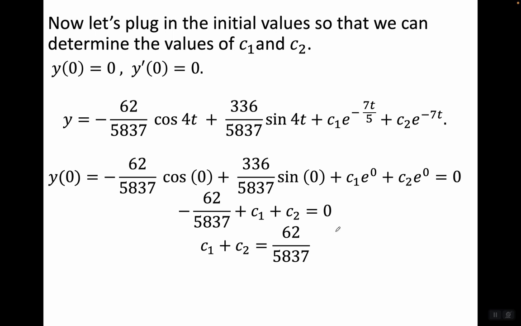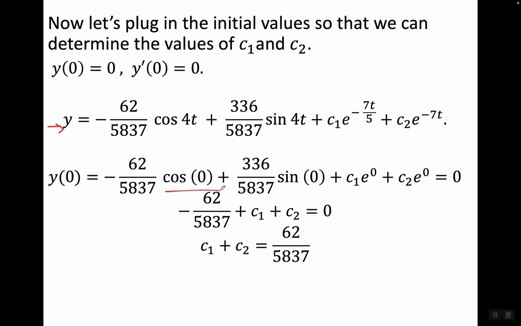Now let's plug in the initial values so we can determine the values of c1 and c2. So we have y of 0 equals 0, y prime of 0 equals 0. Again, it's an initial value problem, so we can figure out what c1 and c2 are. Here's the equation we're working with, or the function. When we plug in t equals 0, this is what we end up with.